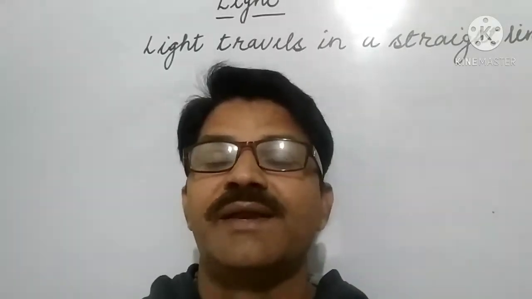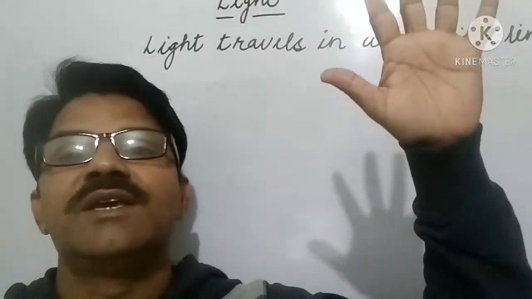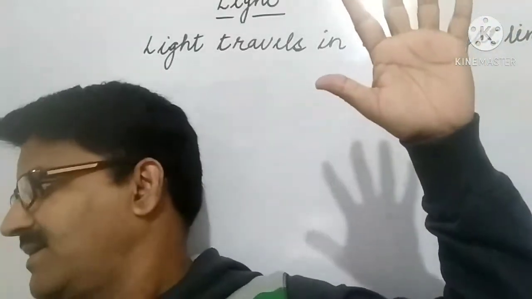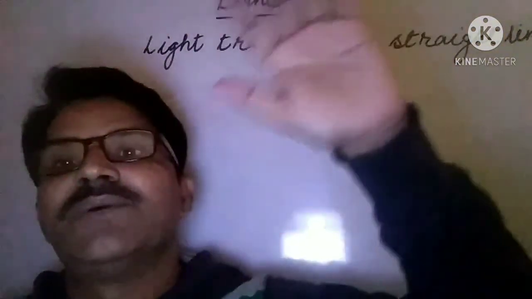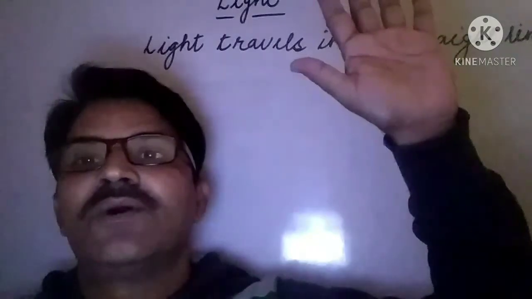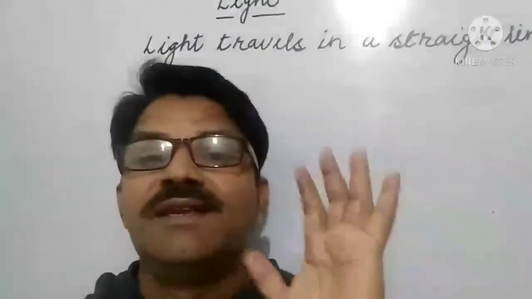Number one, source of light. If light is not there, there is no shadow. Now you see, shadow is formed, light is there, and now switching off. Where is the shadow? Okay, the first thing is clear. The source of light is needed.